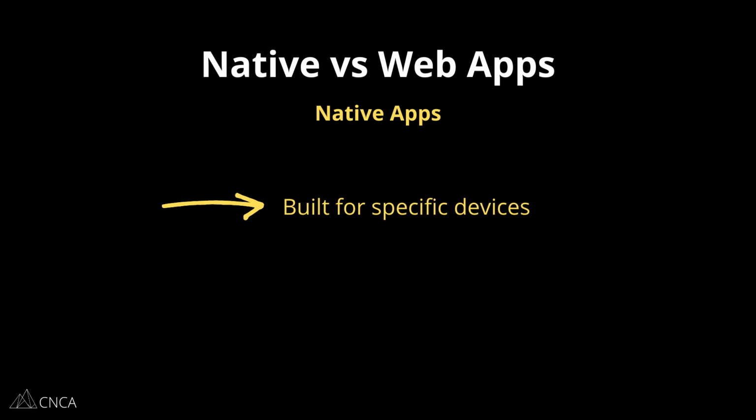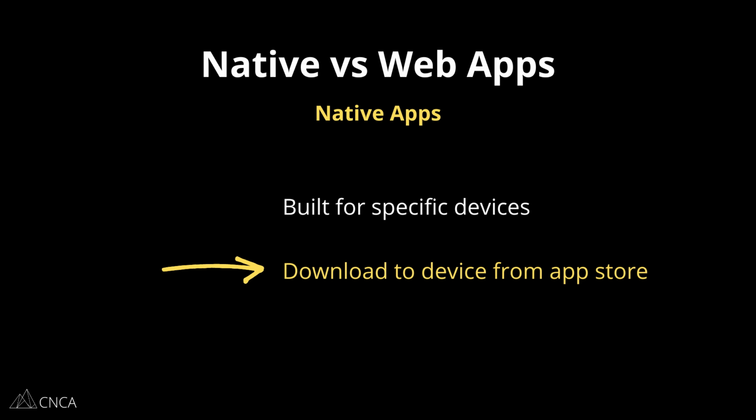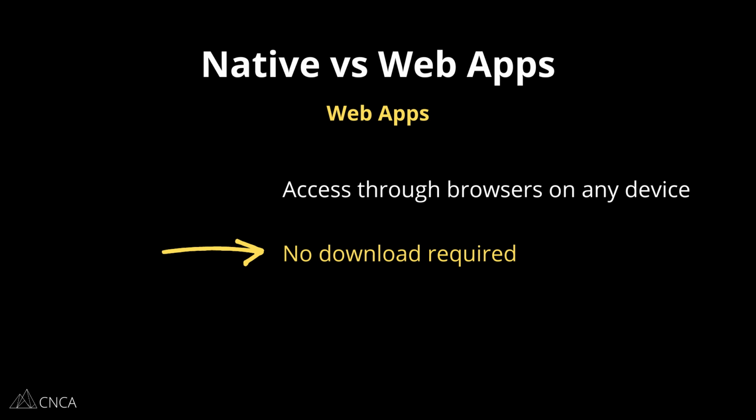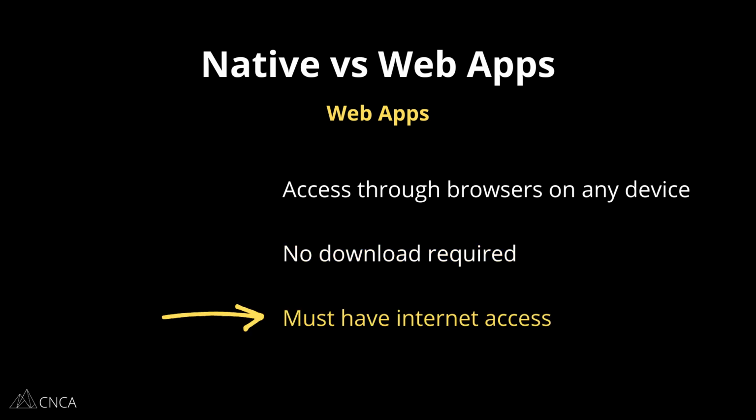Native apps are built to work on specific operating systems for specific devices, such as Apple's iOS on iPhones and iPads, or Androids like Google Pixels and Samsung Galaxies. These apps need to be downloaded to the device from the respective app stores. Web apps, on the other hand, are internet-based and are accessed through browsers like Safari and Chrome from any device running on any operating system. There's no download involved, but you do have to have access to the internet to use the app, just like a website. Let's dig into these differences a bit more, starting with device compatibility and how that may affect the user experience in your app.